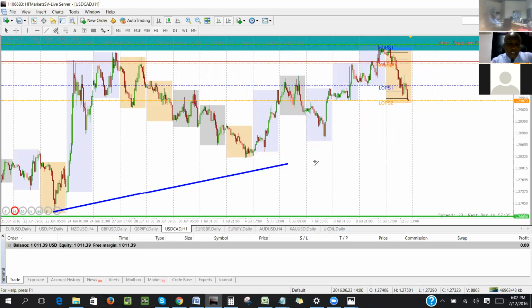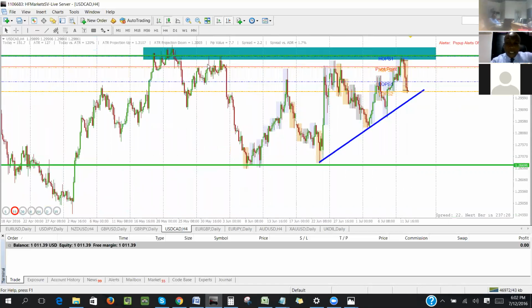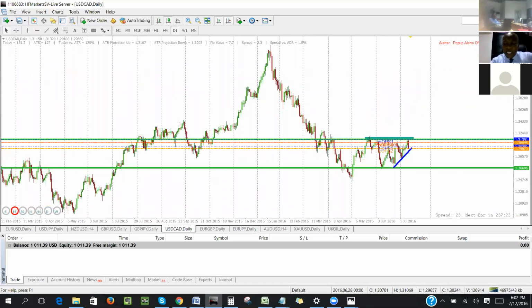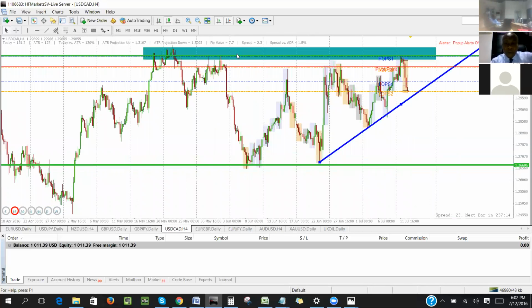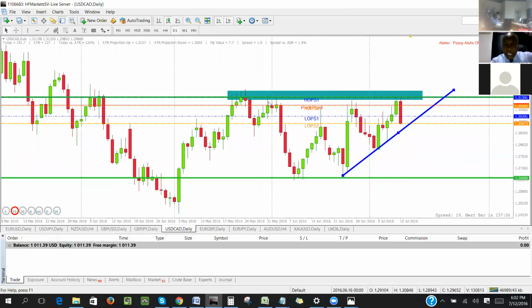I want to see if we have a trend line here. Right now, as it is, the best thing for you to do on USD CAD, if you want to trade this currency pair, is to wait. This is what I will do. I'm going to wait and see. It will be better for us to take out this level on the daily time frame, and then we'll consider buying USD.